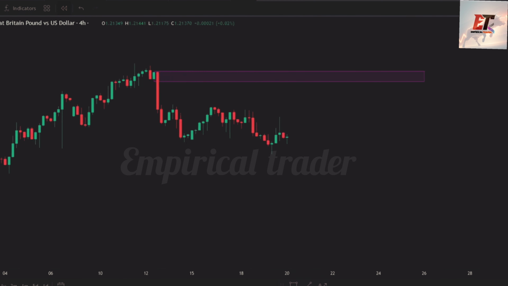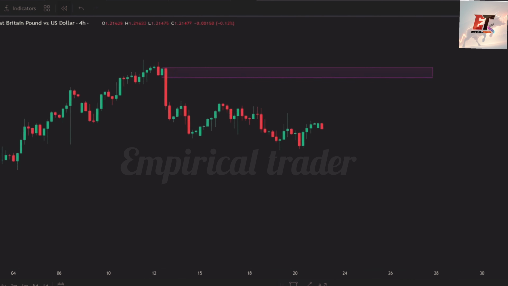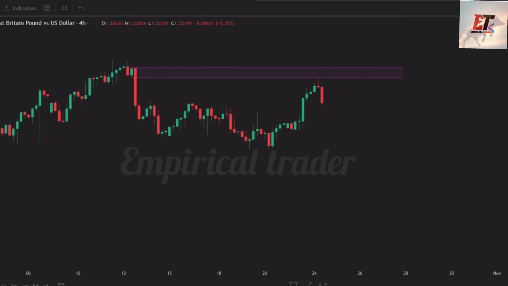Price has filled the order block. We can even go on lower time frames to catch this short. We place stop loss above the order block and take profit below the last swing low for a 5.8 risk to reward ratio trade.